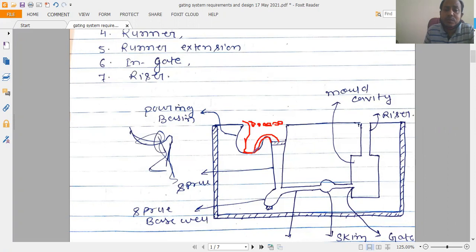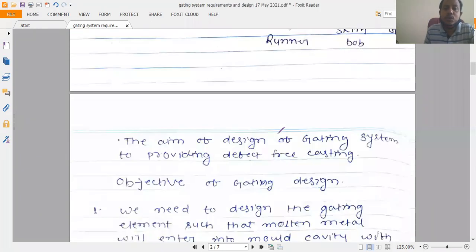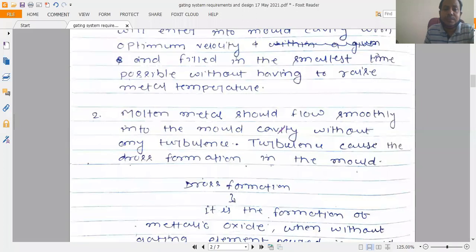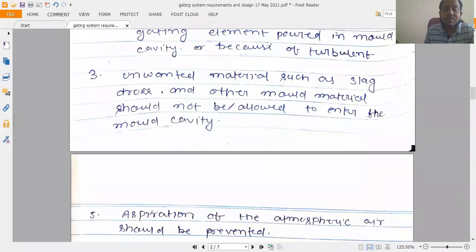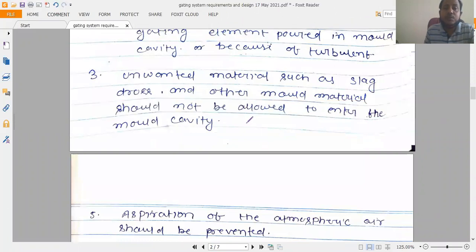There is no slag generated beneath the pouring basin, so only the hot molten metal is in the lower part and the slag is above in the pouring basin. So it can easily go to the sprue, and no turbulence occurs at the pouring basin. So unwanted material cannot enter the gating system, the sprue part or other gating elements.